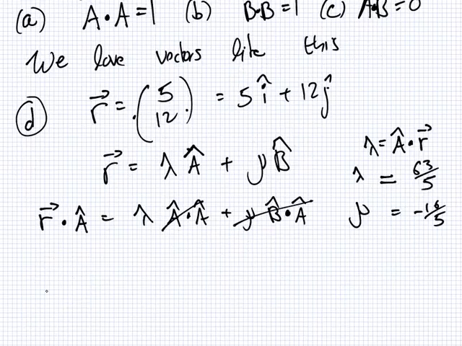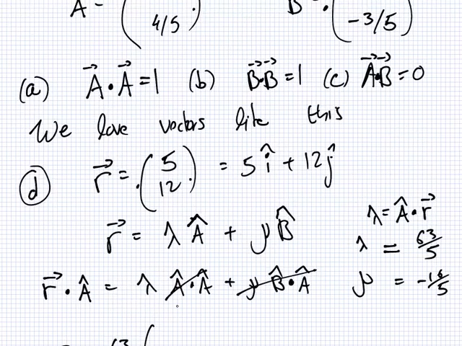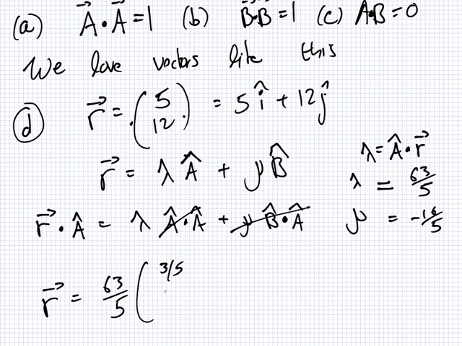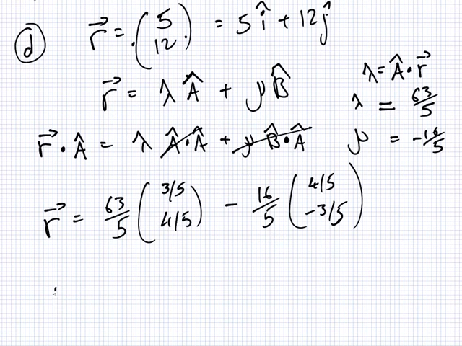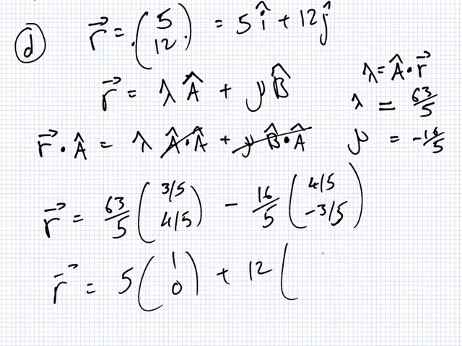So what we're saying now is OR is 63/5 A. What was my A? 3/5 and 4/5, minus 16 over 5, 4/5 and minus 3/5. So what I've done is I've rewritten OR, instead of 5 i's and 12 j's, in this form.